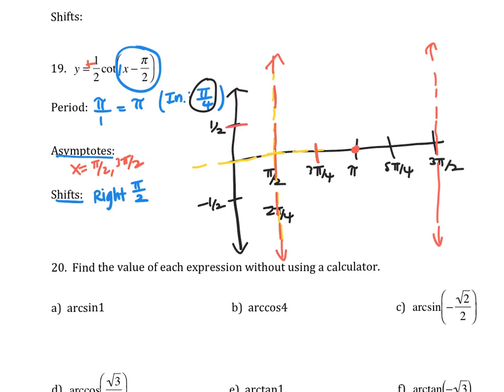So right here, I'm going to have up. Right here, I'm going to go down. So concave up to the left and concave down to the right, giving me an overall decreasing graph.